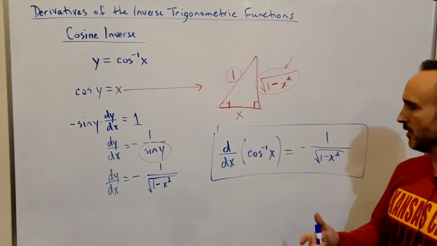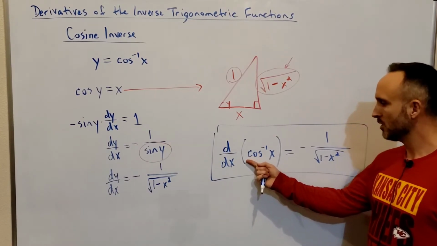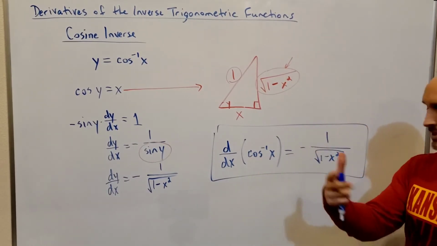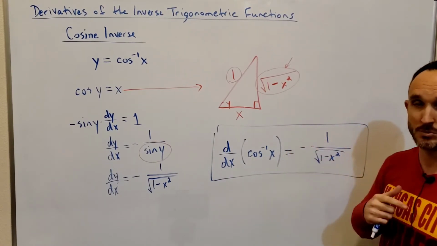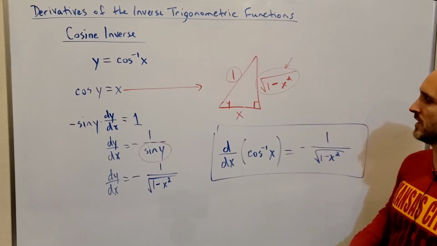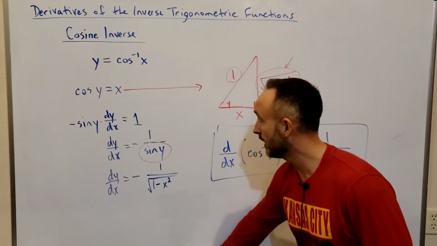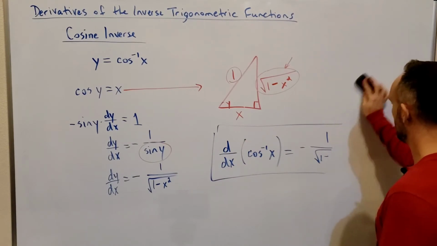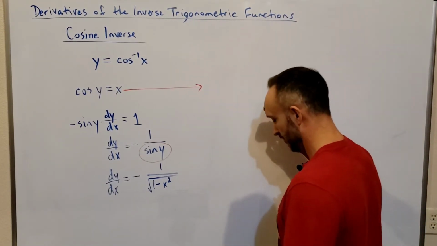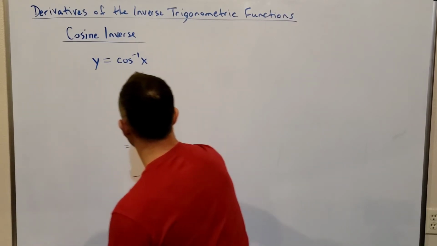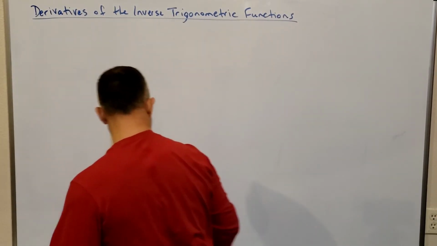And it seems to follow that this is a co-inverse trig function, which with our regular standard trig functions, the derivatives of those co's are always negative, and this one seems to follow suit. So we'll see if that continues to be true. Okay, so sine and cosine are done. Let's look at secant and cosecant. So let's look at secant inverse.